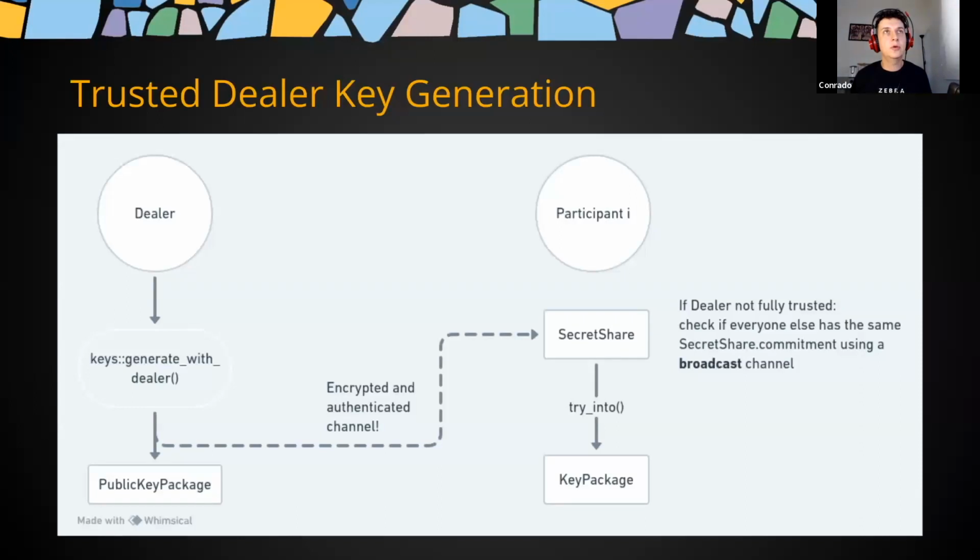I'll talk briefly about each operation. Trusted dealer key generation is one type of key generation where we have a dealer that generates the key and splits it into multiple secret shares that are sent to each participant. Each participant, when it receives it, validates it by calling this function and creates a key package, which has the share of the secret. And the dealer also produces this public key package that the participants will also get.